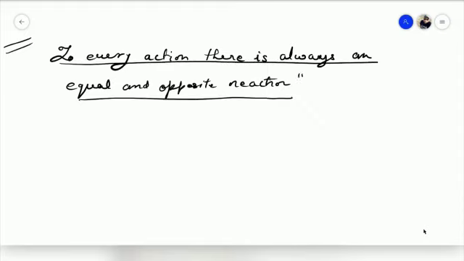So this is basically the third law of motion, and in our next video lecture we are going to discuss more about this third law of motion.